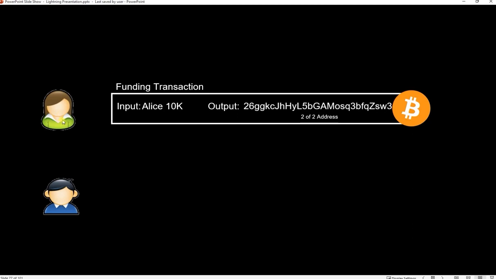So let's say Alice is going to meet up with Bob. So she goes ahead and she puts $10,000 of her Bitcoin to this address, right? Because Bob gave her his public key. And she makes a multi-sig address. So this is a 2 of 2 multi-signature address that the only way it can be accessed is if her and Bob both sign, all right?